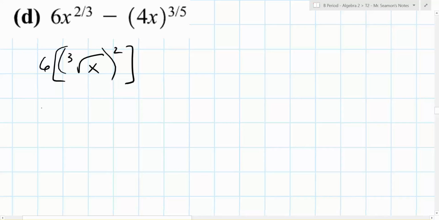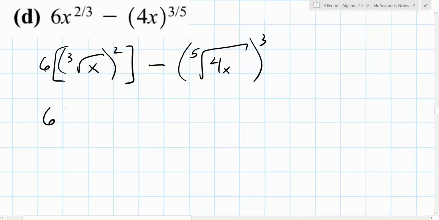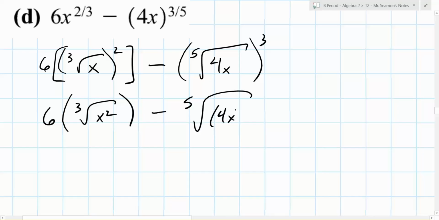You also, if you wanted to, so minus, in this case it's going to be 4x on the inside. What root is it? 5th root, all to the 3rd. You could, if you wanted to, write it another way, Chris: the cube root of x squared. That's fine as well. It's the same thing. You could also change this to the 5th root of 4x cubed. Same thing.